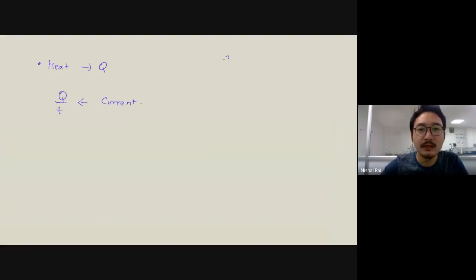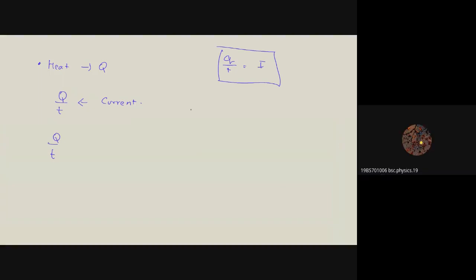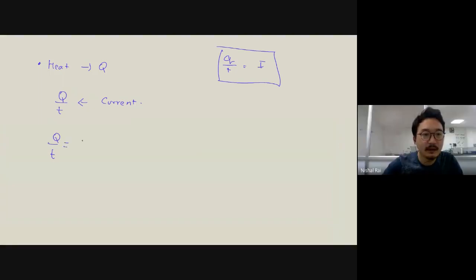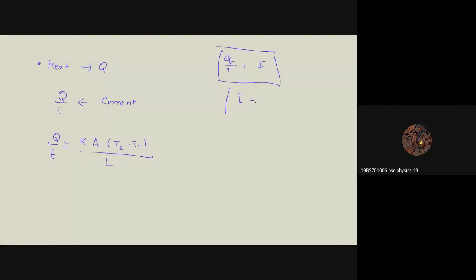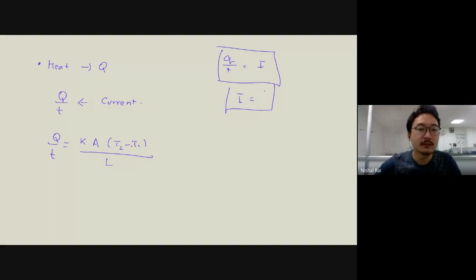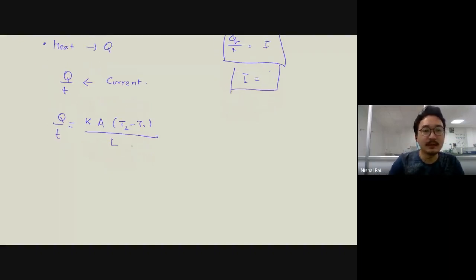Just like in electricity, Q by T was a current. In a similar fashion, the rate of flow of heat Q by T depends on many things, just like current I depends on area and so on. And you had K, A, the difference of temperature T2 minus T1, divided by the length. This is exactly the same as the corresponding current, if you all remember. So basically your Q by T was basically a current.